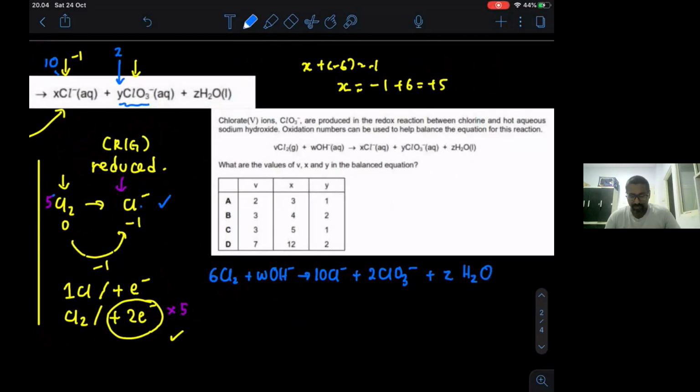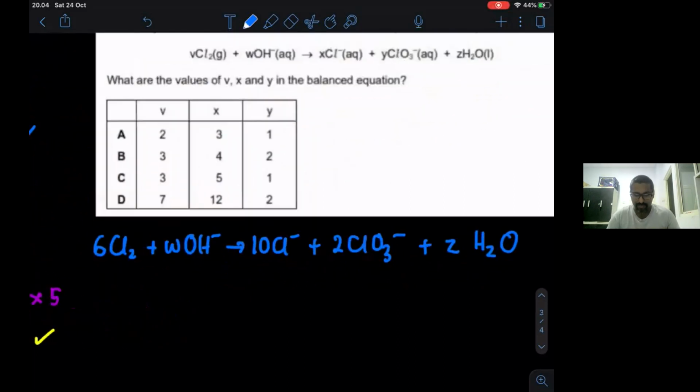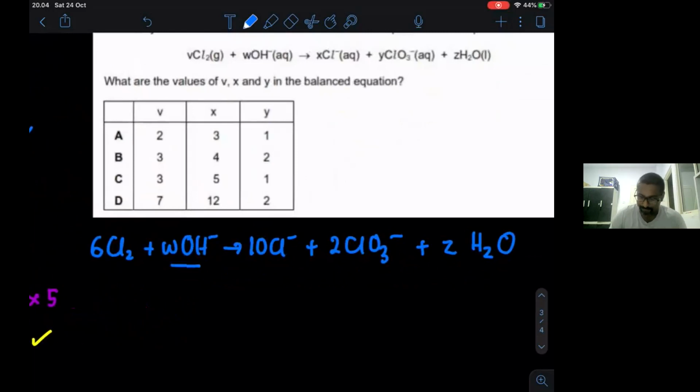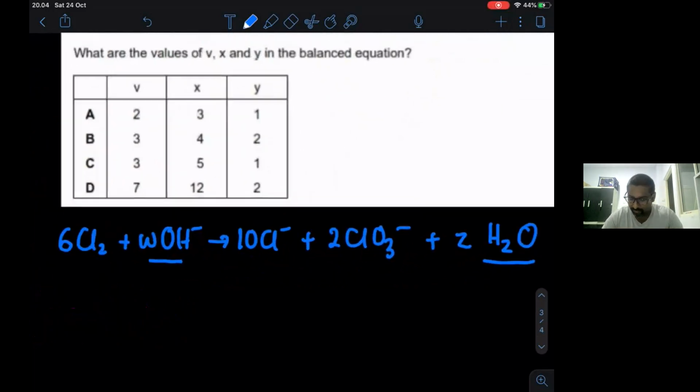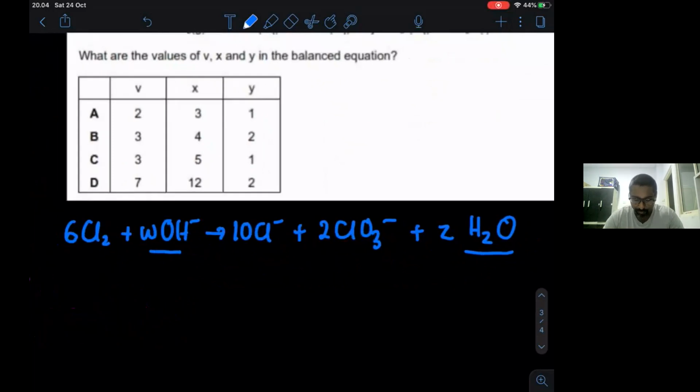So we just need to figure out the OH minus and then this H2O, but the rest of it, the charges have been balanced. So we just need to balance this. What number do we need to put? Please take note. This one you need to do by trial and error, or investigation method. So you need to try.